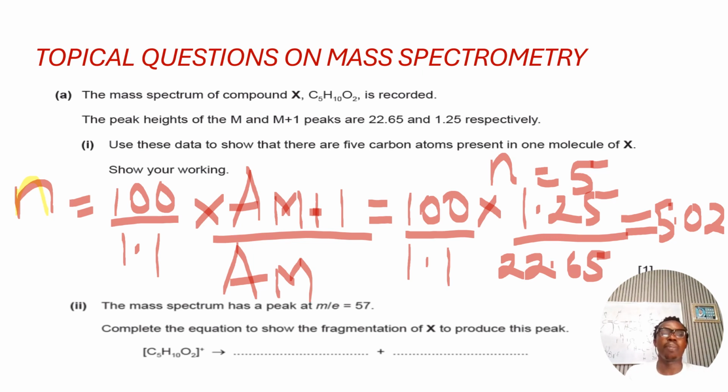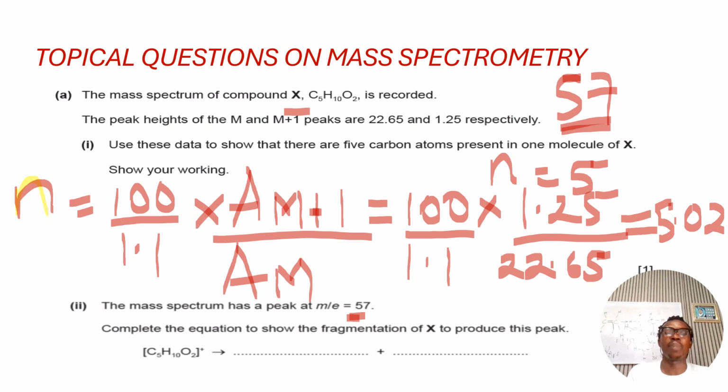Now the next question is, the mass spectrum has a peak at mass to charge ratio 57. That means X has undergone molecular fragmentation to produce ions. So you have to complete the equation to show the fragmentation of X to produce this peak. So we'll have 57.